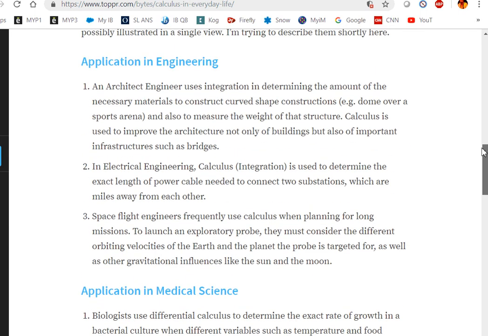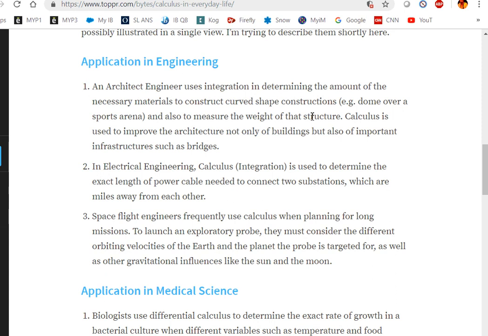Architecture? Oh, engineers, because of the physics to start with. Integration is used in electrical engineering to determine the exact length of a power cable needed to connect two substations, which are miles away from each other.